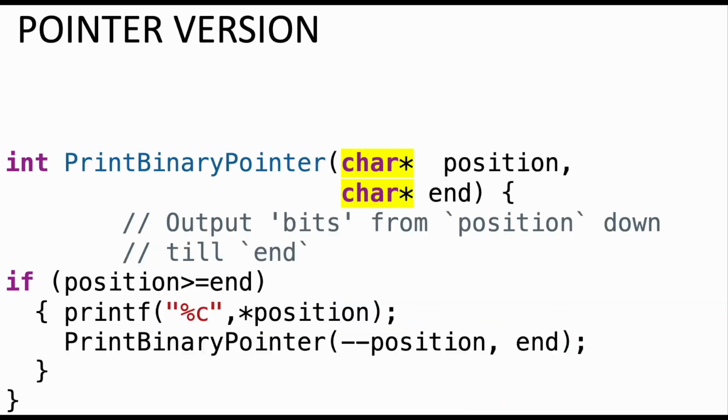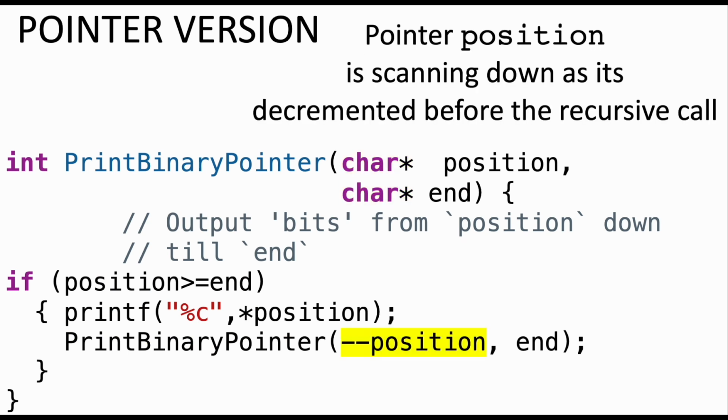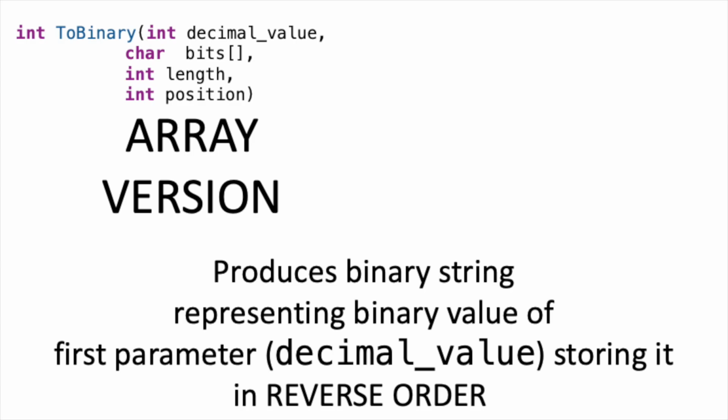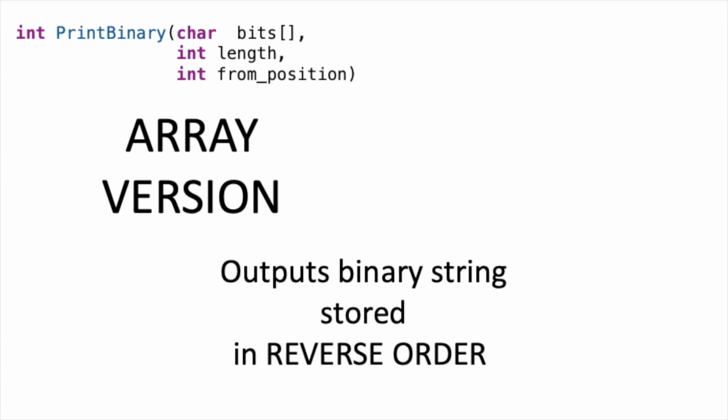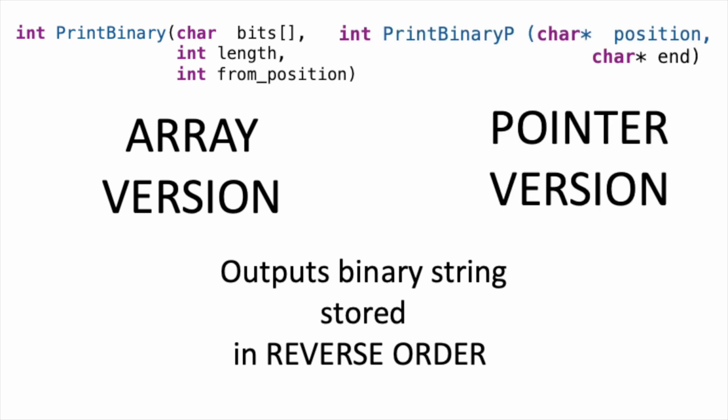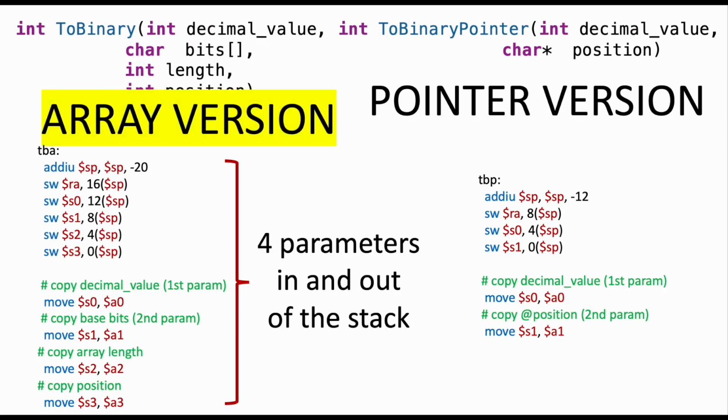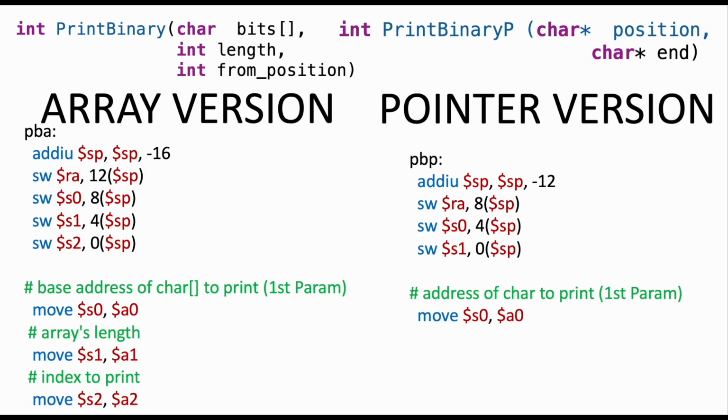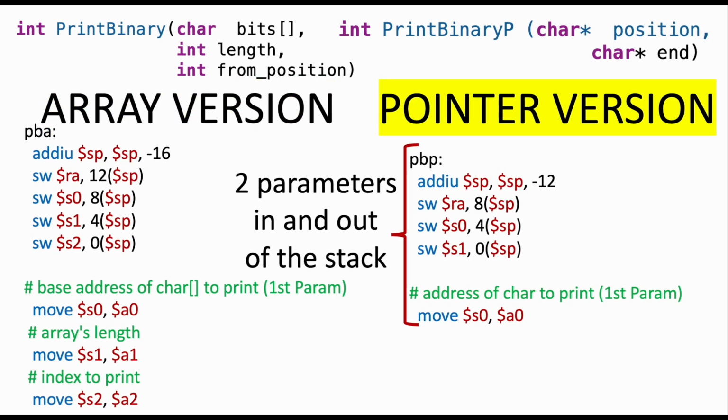The pointer version of the subroutine to output the characters scans from the highest position down, decrementing the pointer. Note that the pointer versions also have fewer parameters than the array versions, which implies slightly more efficient code. Fewer instructions are needed to allocate space in the stack for parameters.